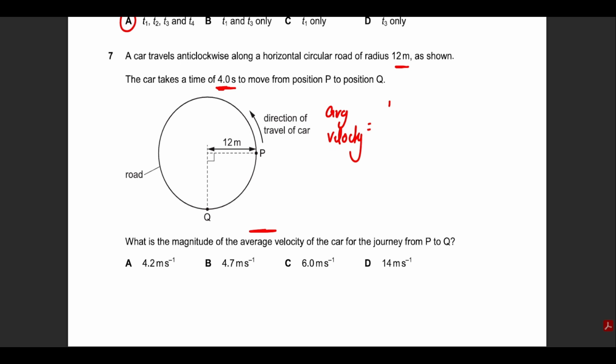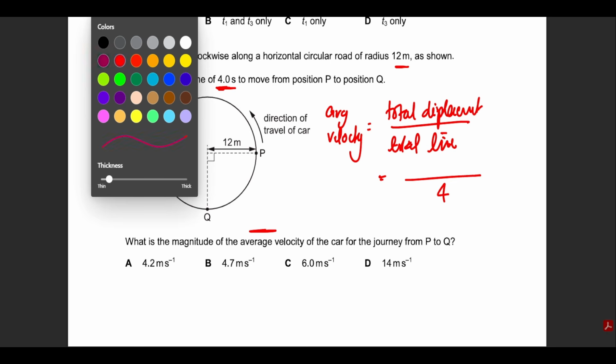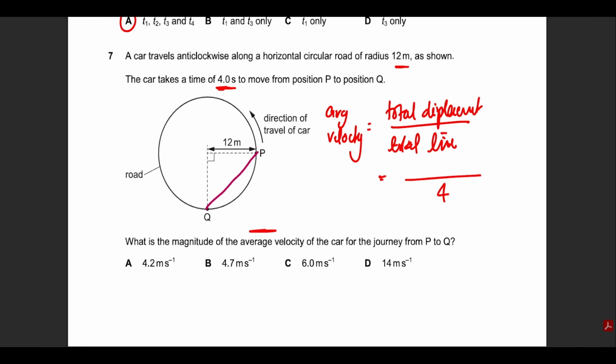we will find the formula as total displacement divided by total time. So the time taken or time given for the question or situation is 4. But what about the total displacement? Displacement is the shortest path, so it should be P to Q like this. Although it's going to be moving like this, probably, or if it is moving in this direction, then it is going to go like this.